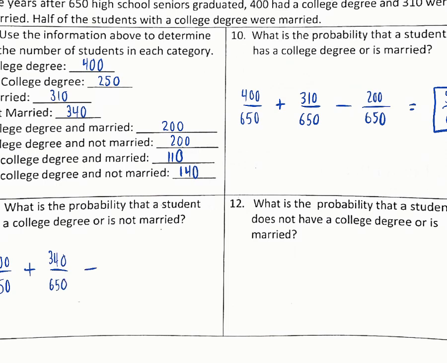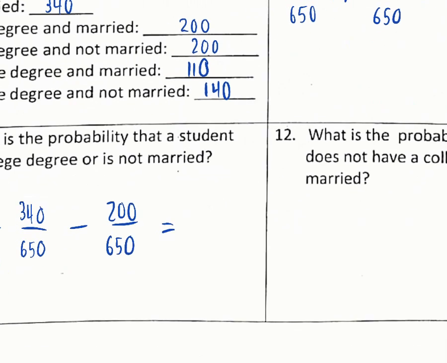But are there some that are college and not married? Yes. How many? So we subtract 200. We subtract those that overlap. So it's 400 over 650 plus 340 over 650 minus 200 over 650. So tally that all up. You should get 54 over 65.